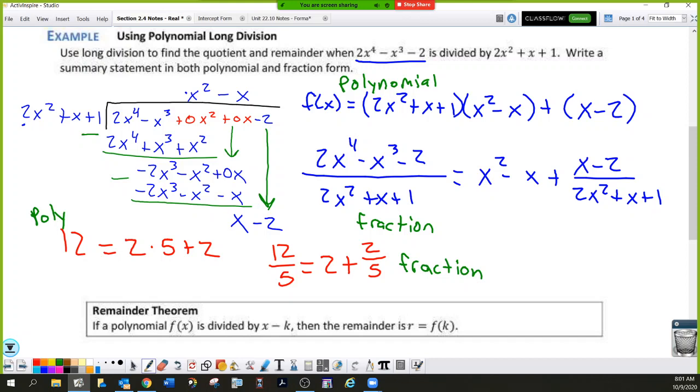For the polynomial form, shouldn't it be 2x? Oh wait, never mind. I just got it. You sure? Yeah, I just got it. Okay. See, if you take that fraction form that I just wrote down there in red, and you distribute a 5 across the entire statement, you get 12 equals 2 times 5 plus 2. So they are exactly the same thing.